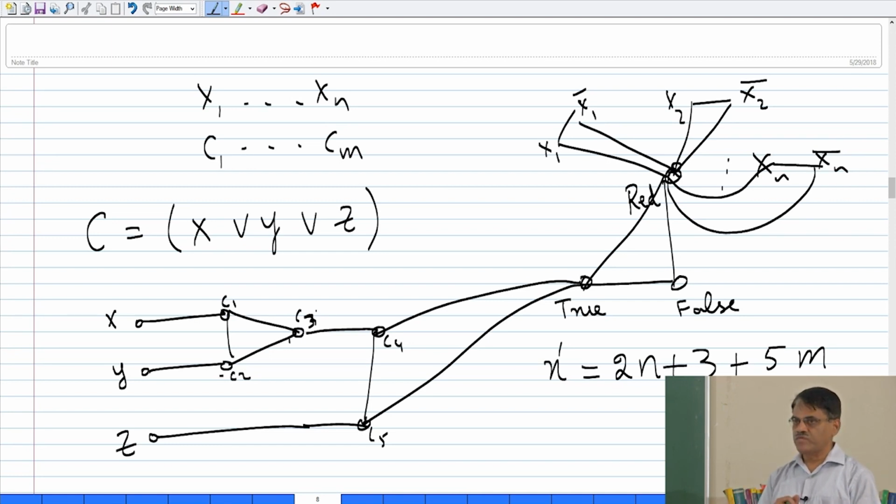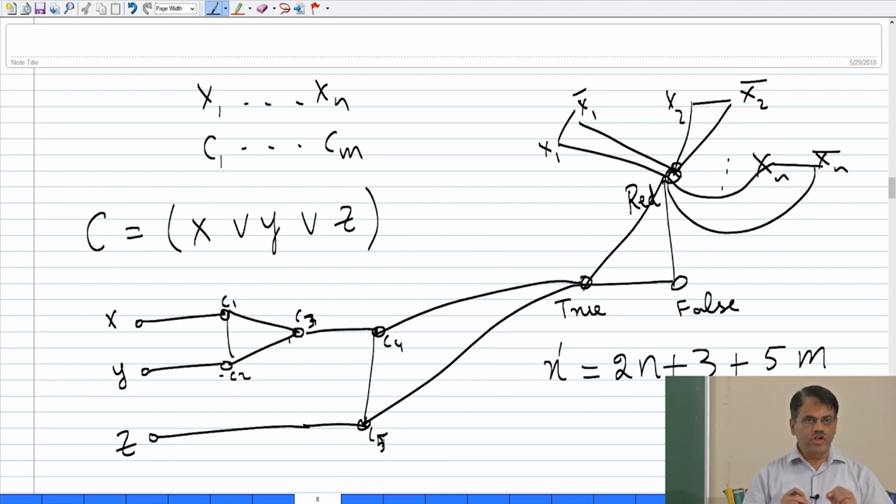Is the construction clear? Let's just take stock of what is happening. There are n variables, so I have these 2n vertices plus these 3 vertices that would correspond to my variable gadget in some sense. For every such clause, I am going to draw this gadget. These x, y, z are those vertices which correspond to the corresponding variables. And these are adjacent to the true vertex.